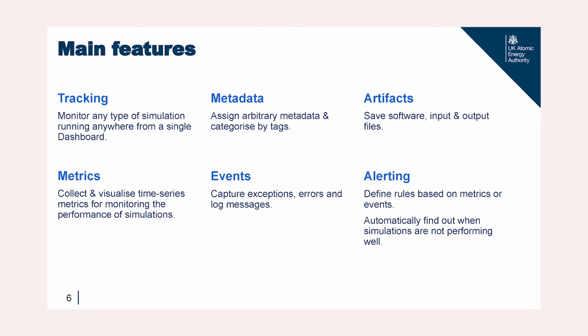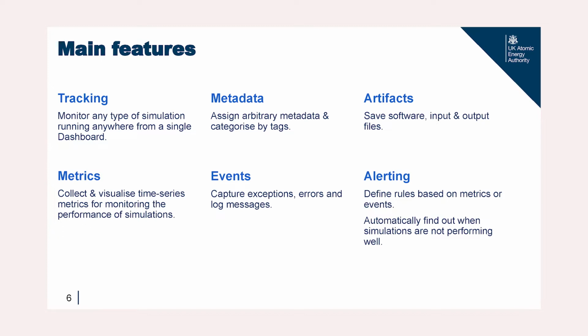So for example, if a metric goes above or below a threshold or outside of a region, or if a log file contains some particular error message, then that particular simulation run is marked with an error, or you can get an email notification or whatever. So that helps you to automatically find out when simulations are not performing well.